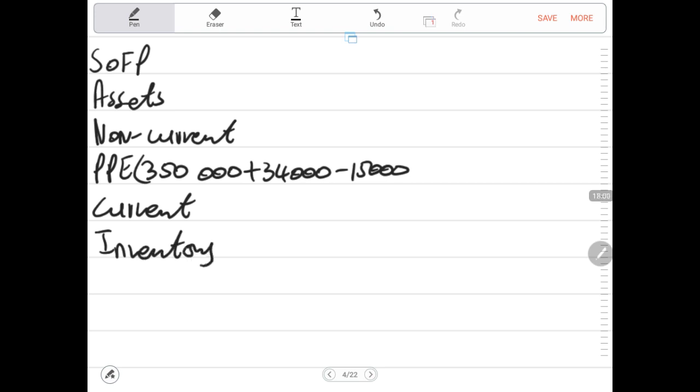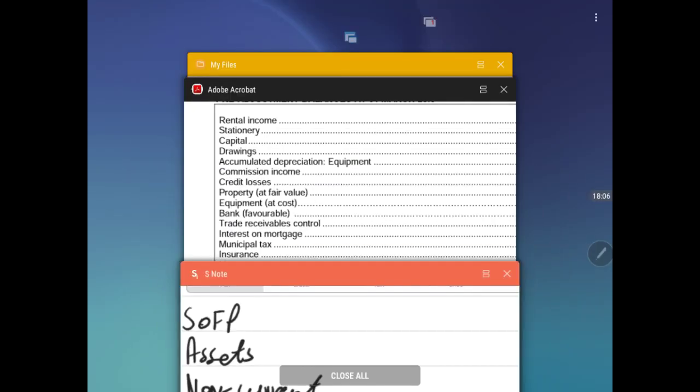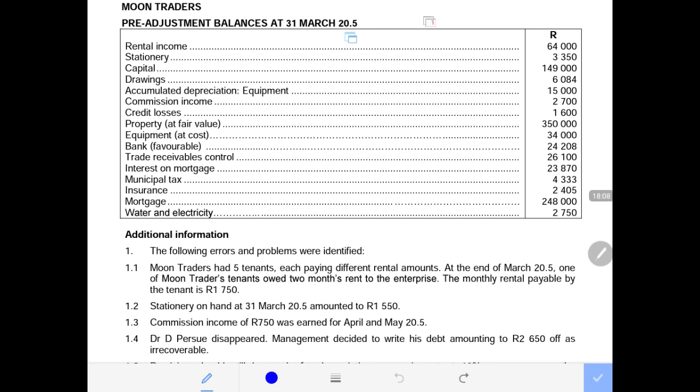This is called inventories. Under inventory we need to look for the amount of the inventory that we have, but there is no inventory in the trial balance. The stationery sometimes can be inventory, but let us leave it there. Don't ever record stationery from the trial balance as inventory. Then there is no other item of inventory.